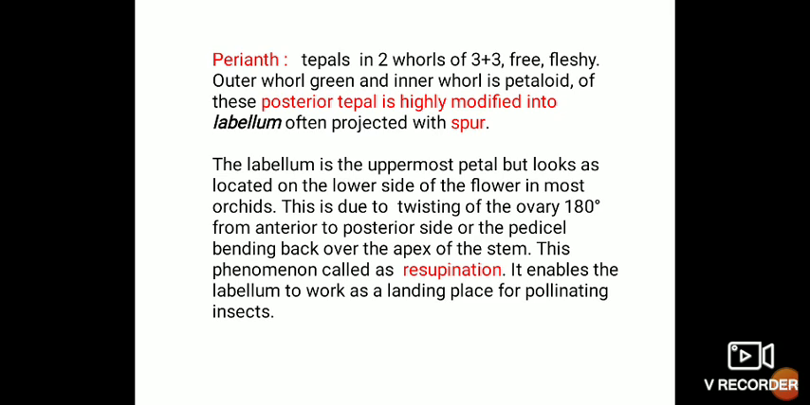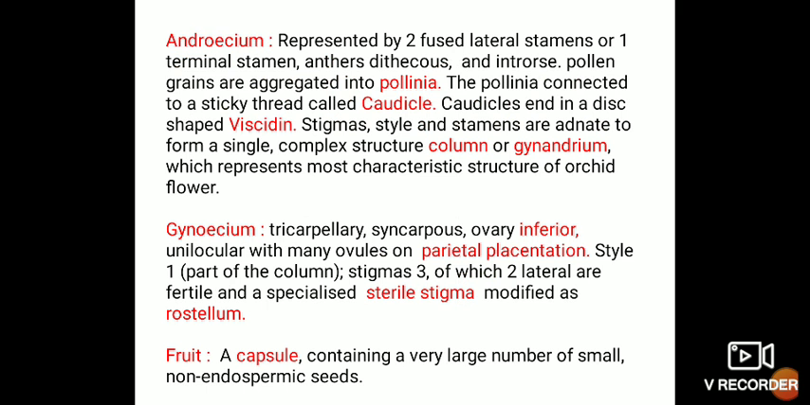Of these, the posterior tepal is highly modified into a labellum, often projected with a spur. The labellum is the uppermost petal but looks as if located on the lower side of the flower in most orchids. This is due to twisting of the ovary by 180 degrees from the anterior to the posterior side, or the pedicel bending back over the apex of the stem. This phenomenon is called resupination. It enables the labellum to work as a landing place for pollinating insects.